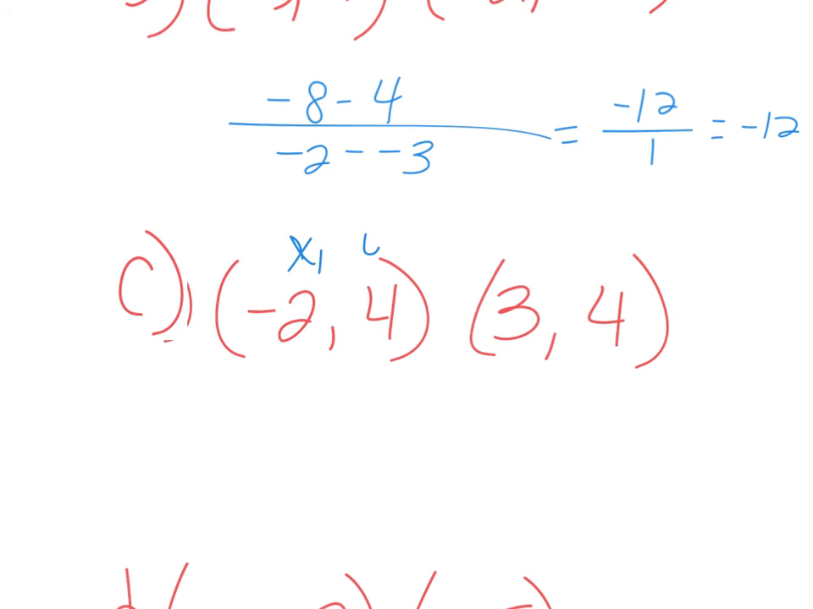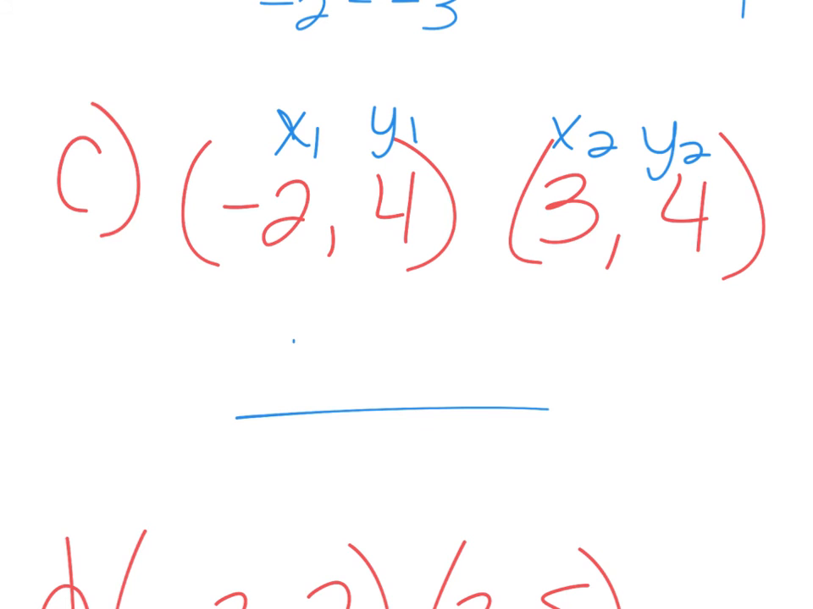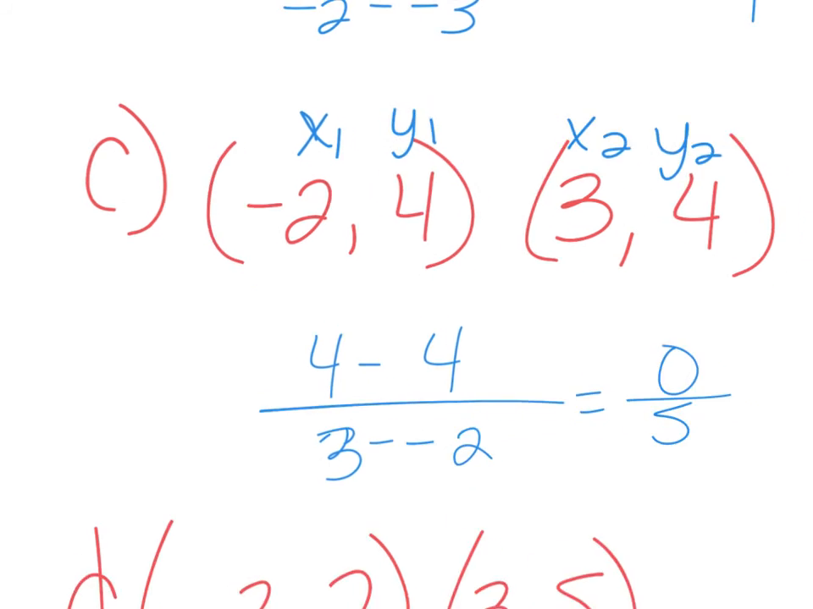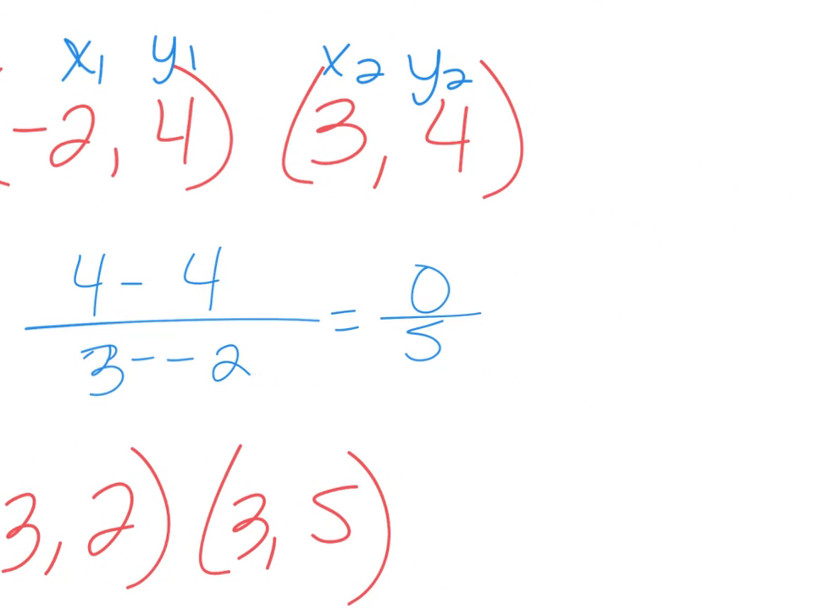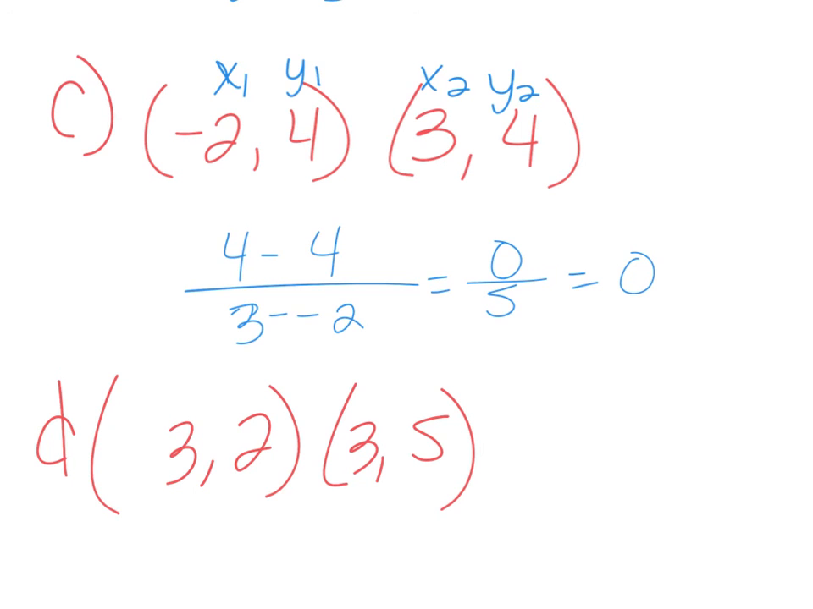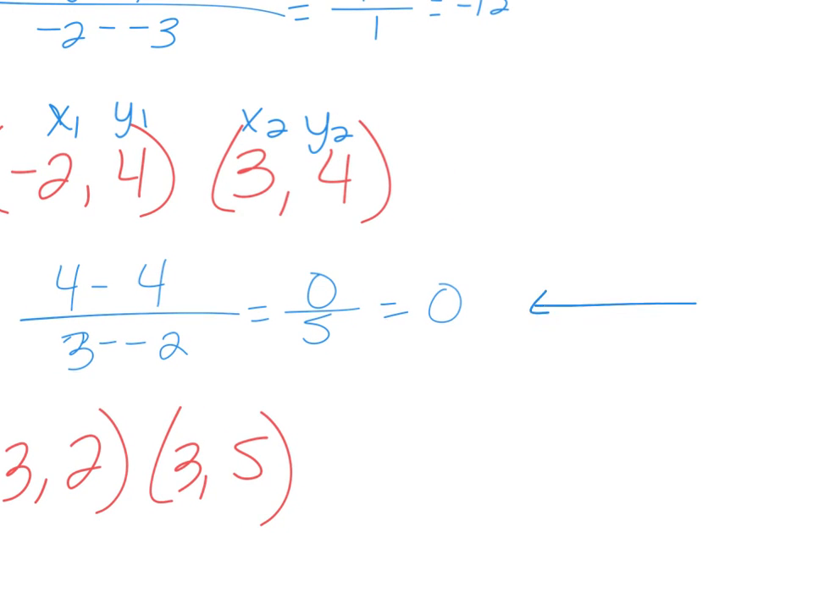Okay, so we have x1, y1, x2, y2. Now I have 4 minus 4 over 3 minus -2. 3 minus -2 on bottom is 5. On top you have 0. So 0 divided by 5. This slope is 0. Okay, so if you don't believe me, stick it in a calculator. And just for a fun fact, a slope of 0 is a horizontal line.